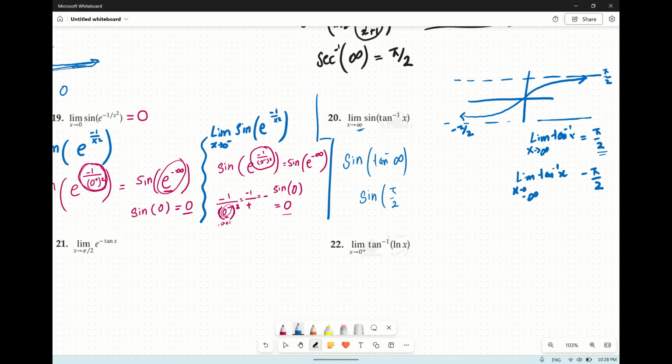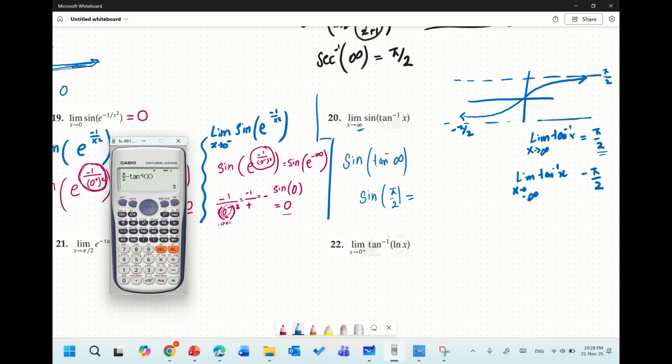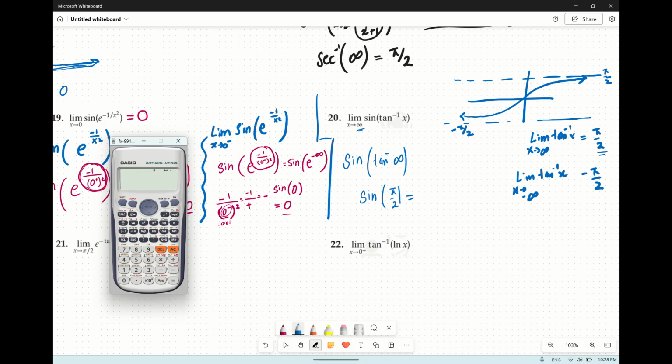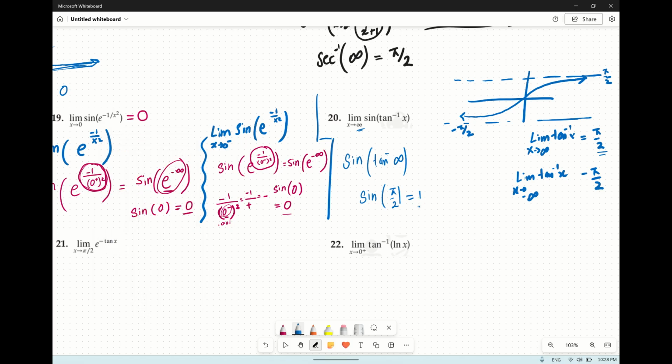So now here I have sine pi over 2. Now how much is sine pi over 2? You can put it in your calculator on radians. So sine pi over 2 will give me 1. So the answer here is 1.